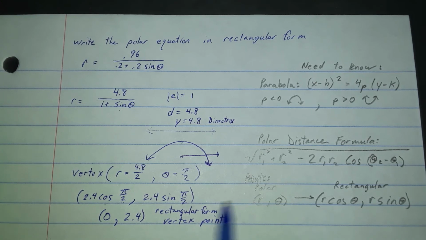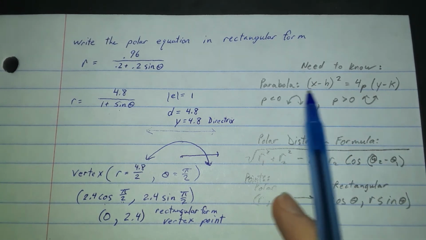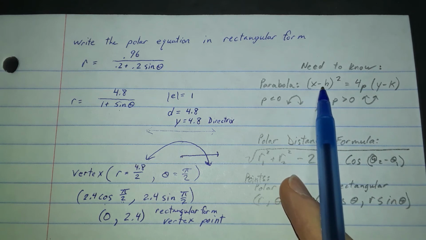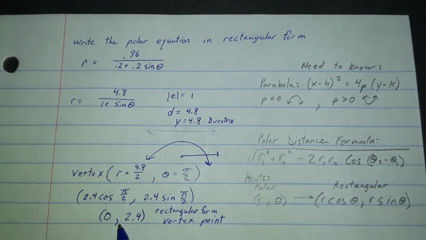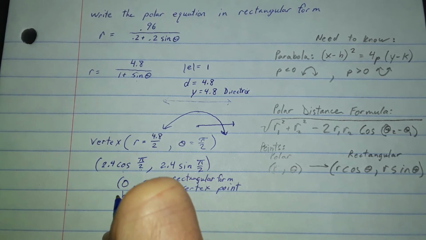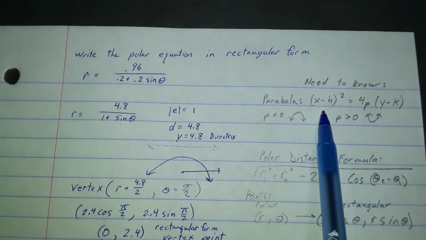Alright, so this is important because the h and k in this parabola formula in rectangular form is this point right here. This is the h and this is the k for this formula.